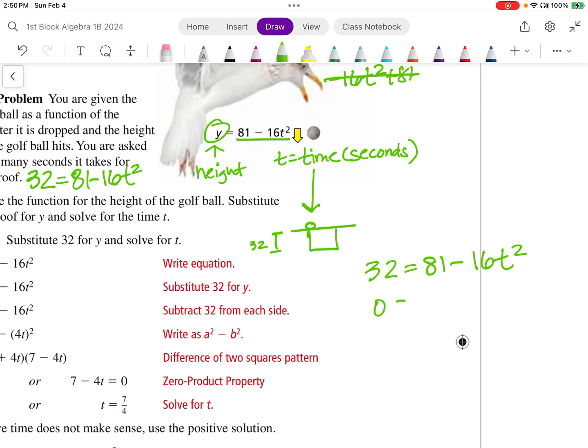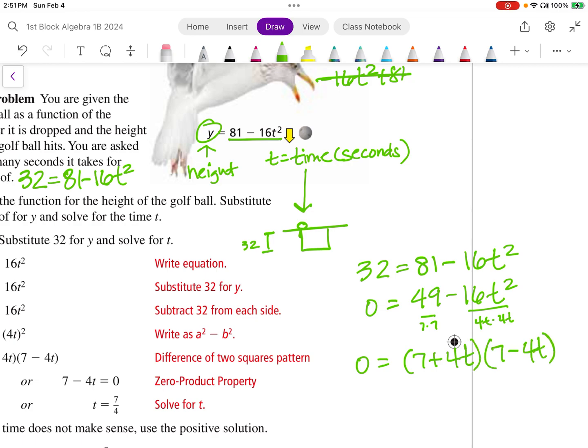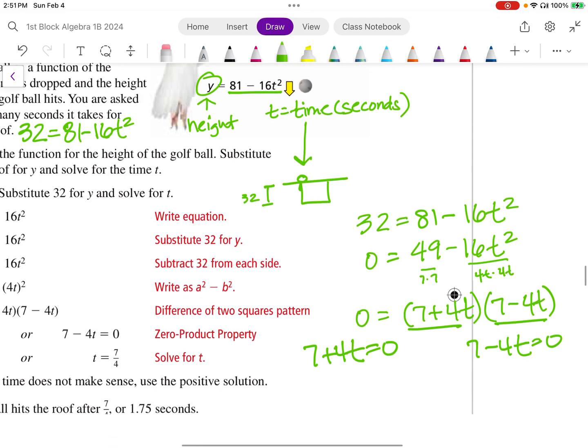Subtract 32 from each side. 81 minus 32 is 49 minus 16t squared. Is this still a difference of squares? 49, that is a perfect square, 7 times 7. 16t squared, that is also a perfect square, 4t times 4t. So that means 0 equals 7 plus 4t times 7 minus 4t. Now we set each of these equal to 0 because of the zero product property. 7 plus 4t equals 0. 7 minus 4t equals 0.